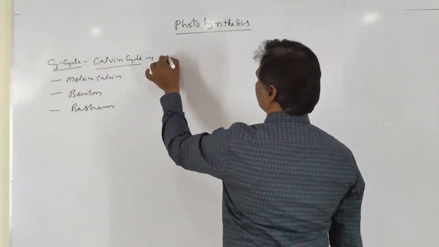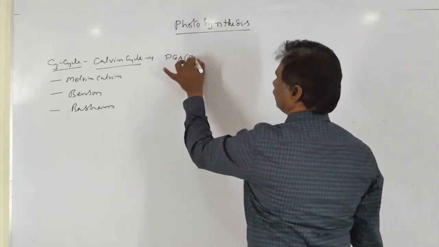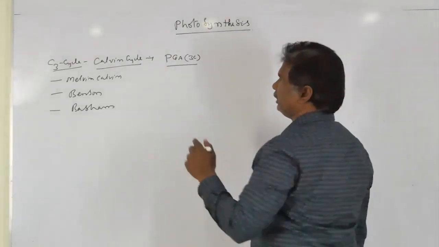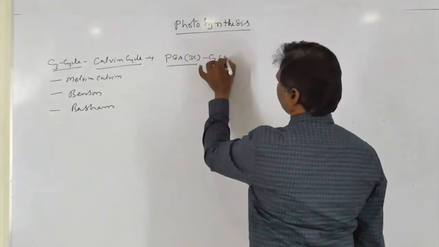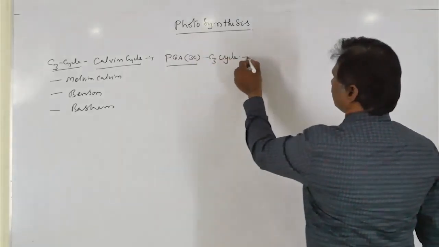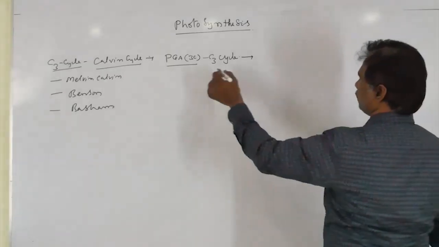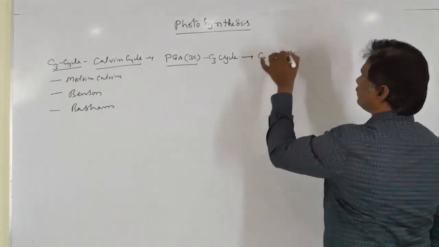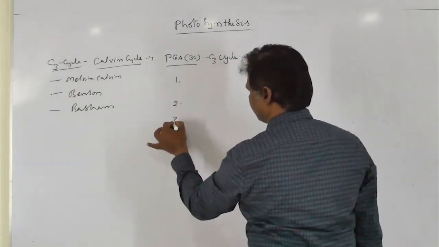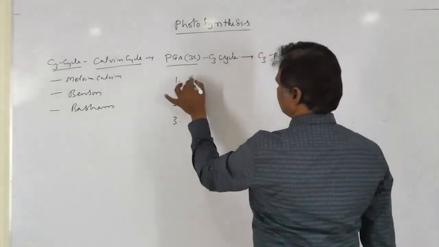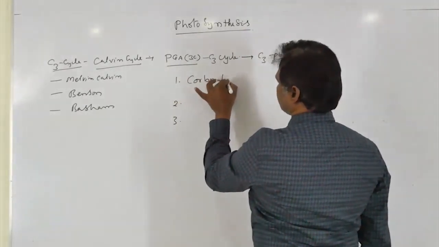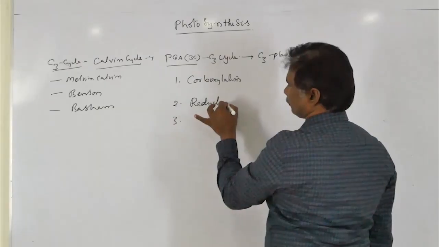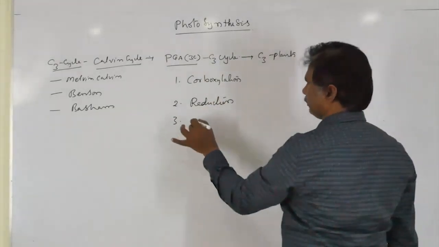It is called the C3 cycle because the first formed compound is phosphoglyceric acid, which has three carbons. Hence this cycle is called the C3 cycle, and the plants that follow this type of cycle are called C3 plants. In this cycle there are three important steps. One is carboxylation, another is reduction, and the next is regeneration.